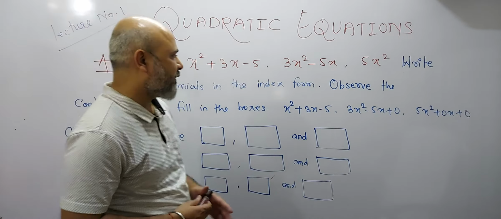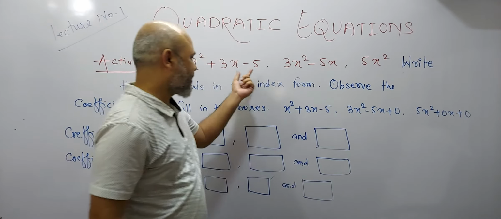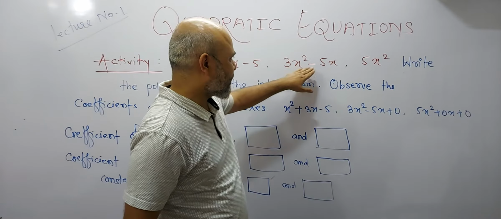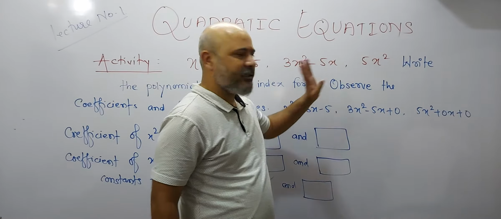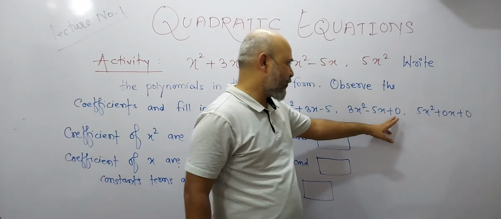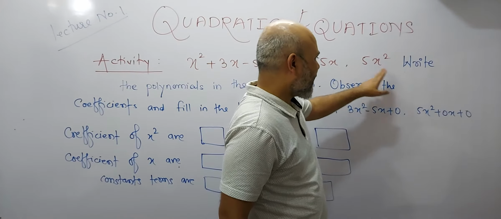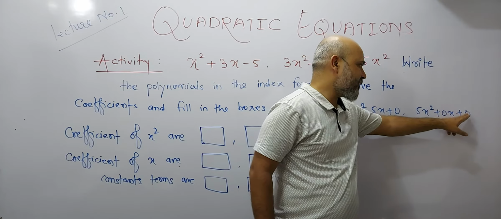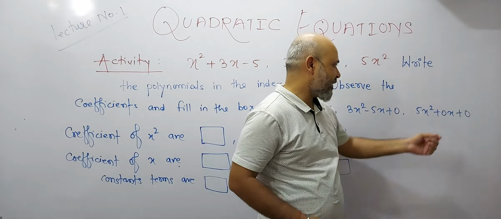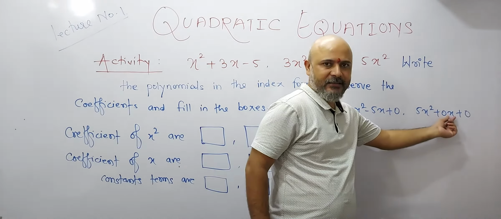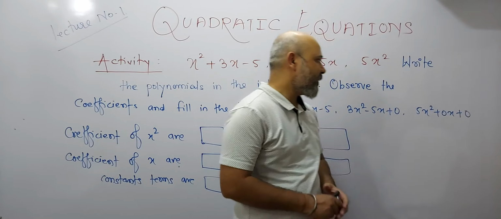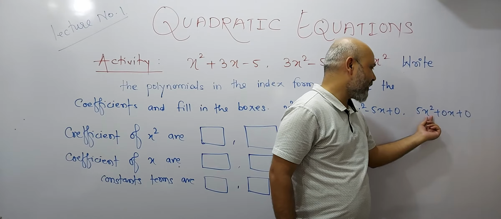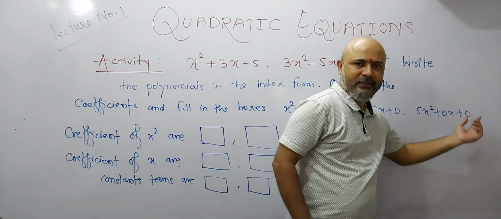So now in the standard form, x square plus 3x minus 5, and this you will write 3x square minus 5x. Constant term is not there, so you will write plus 0. Now here 5x square, then we write plus 0x plus constant term, that is 0, because here the x term is not there. The degree of the variable x is 1 is not there. So write the standard form: first we'll write the degree of x is 2, then 1, and then 0.